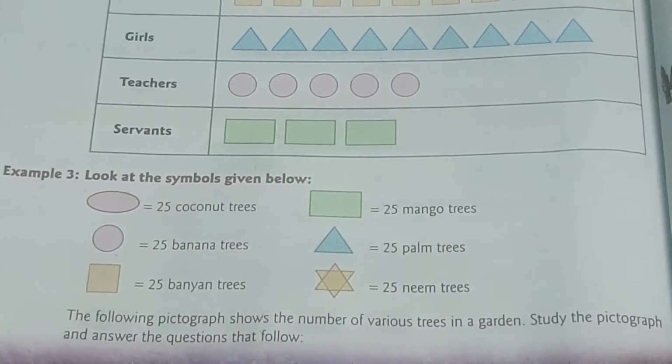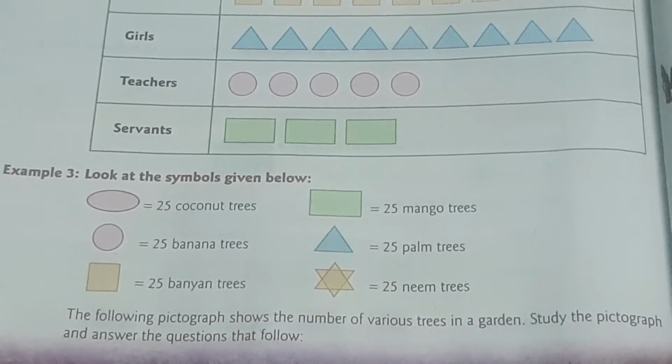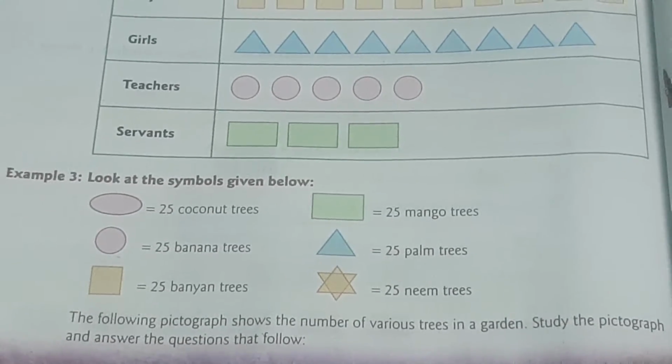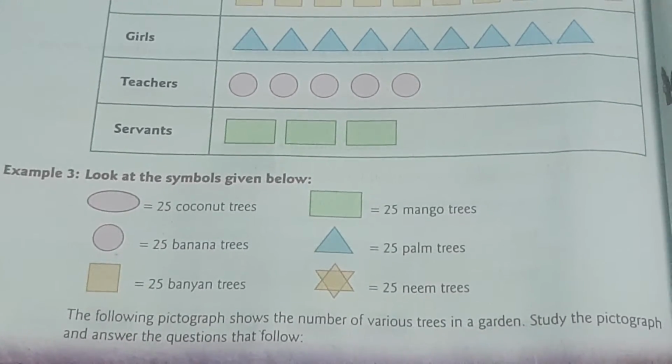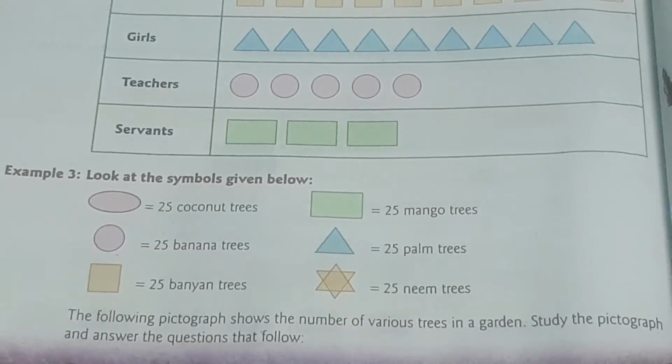And in this blue color triangle there are 25 palm trees. Means one triangle represents 25 palm trees. And then comes a star. So in one star there are 25 neem trees, and the number is same for all the trees, like 25.